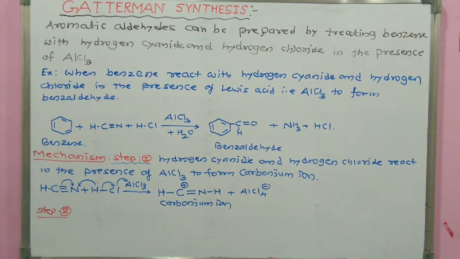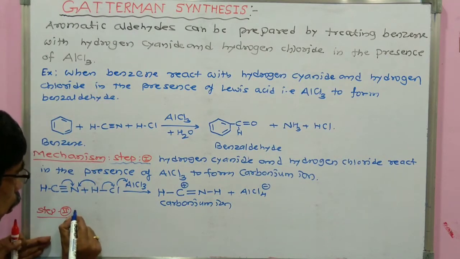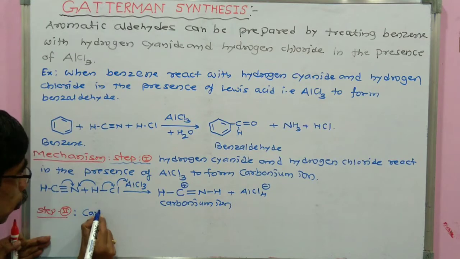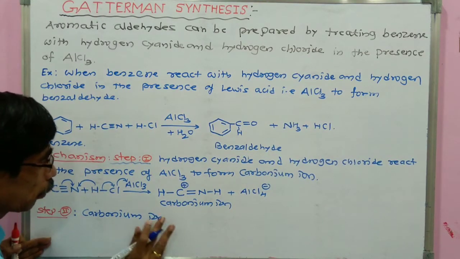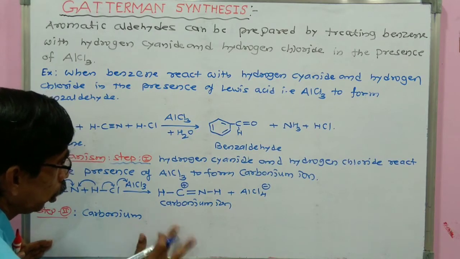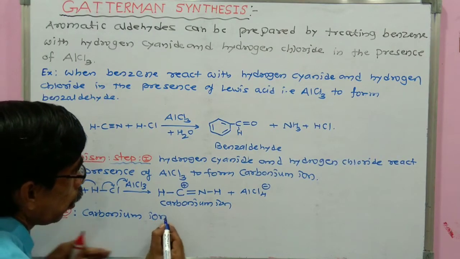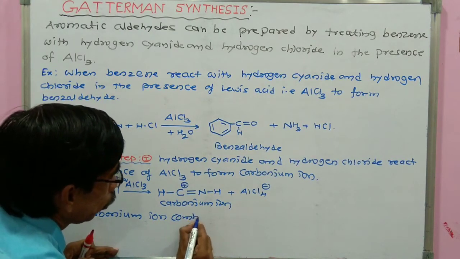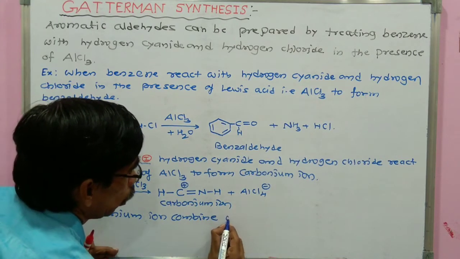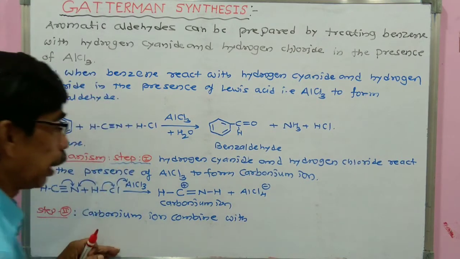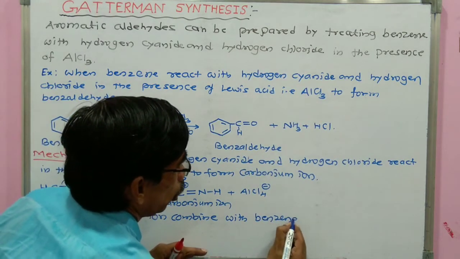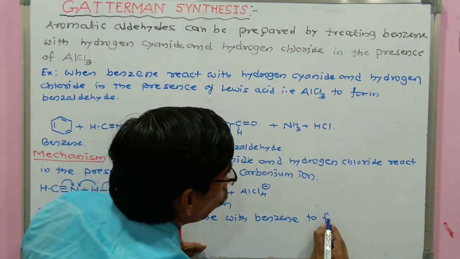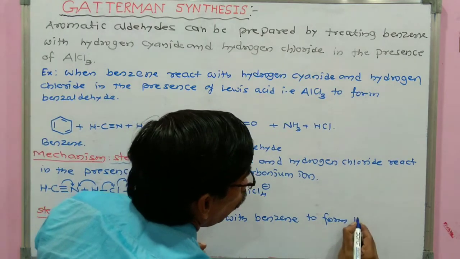In the step second, carbonium ion combined with benzene to form pi complex.